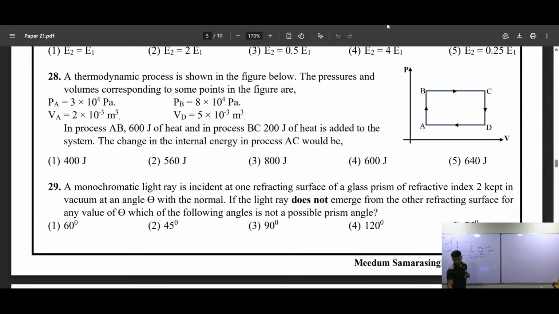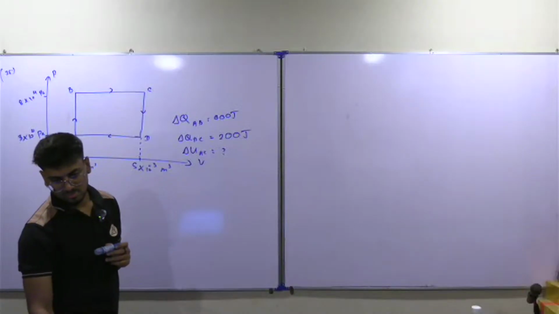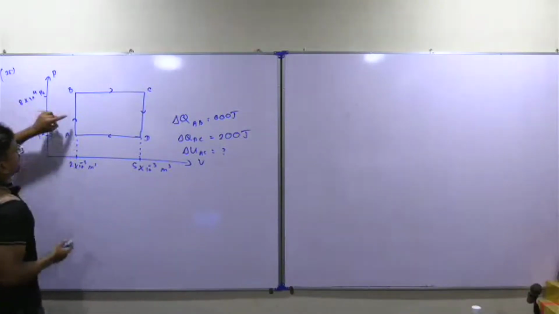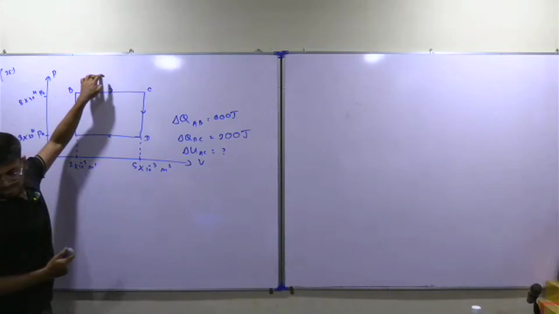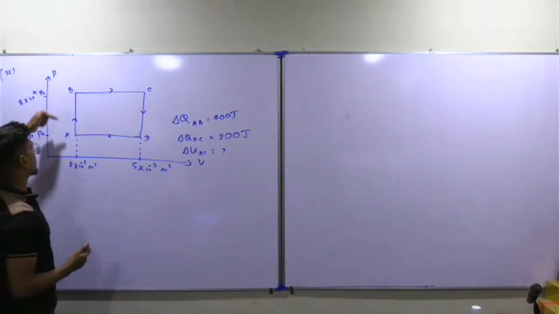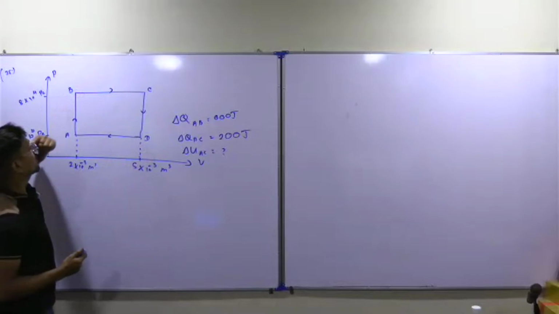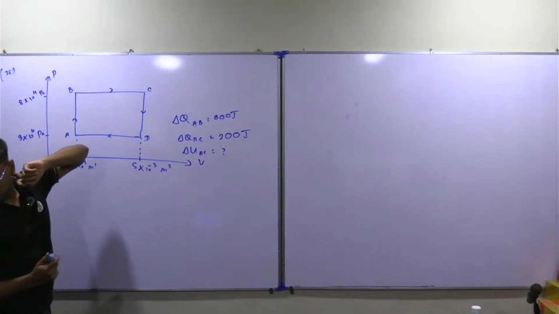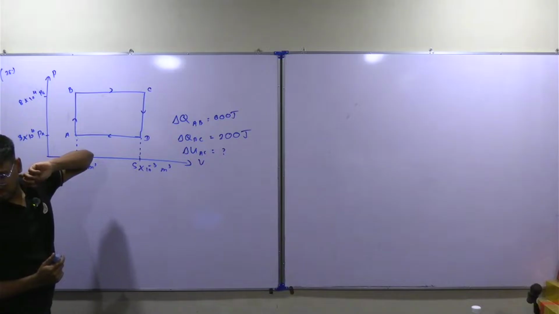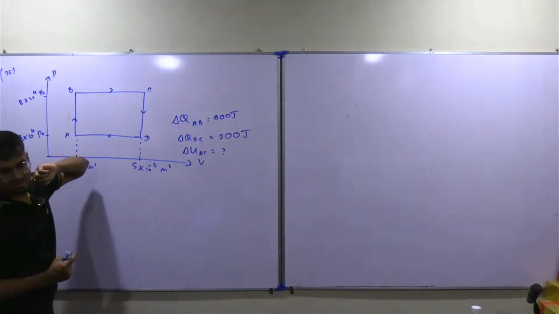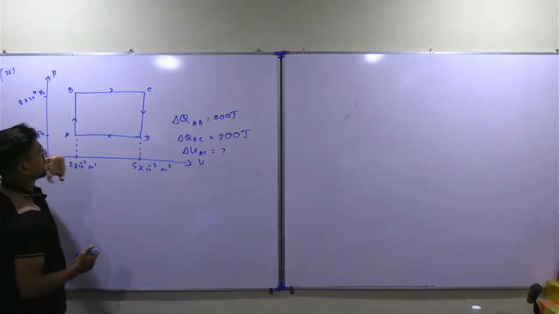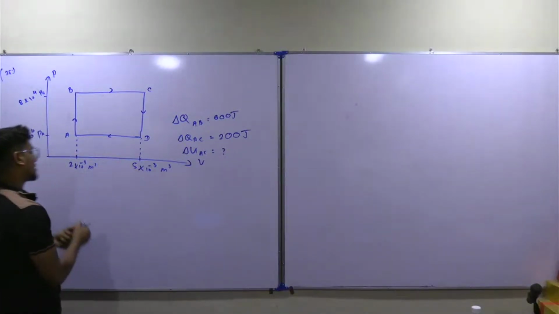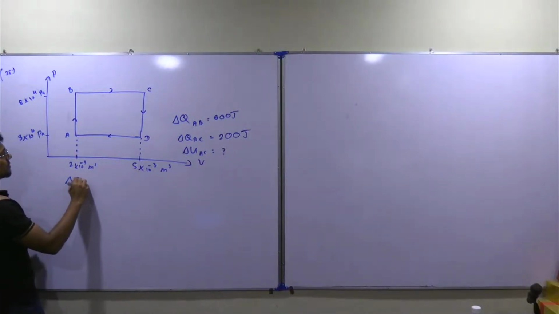Very easy. Now we know delta Q AB, we know delta Q BC, so you can find delta Q AC. You can also find the work done from A to C, right? Work done can be easily found. Then when you know work and heat, you can find the internal energy. First, I'm going to find delta Q AC.